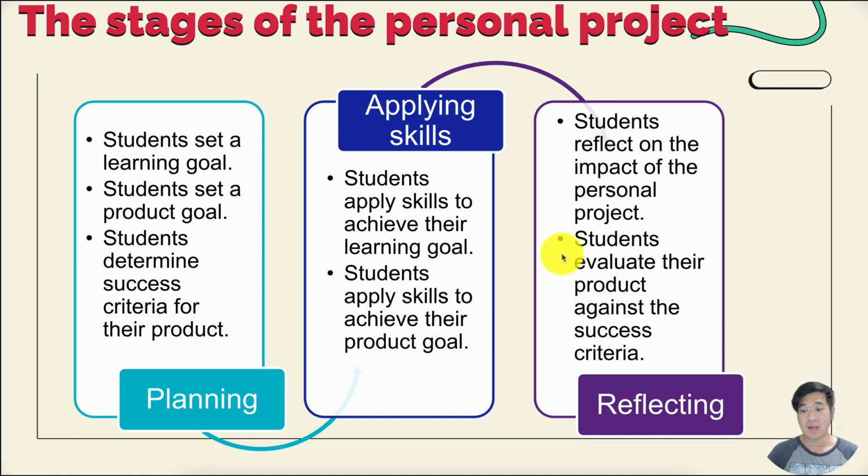And the last one is criterion C, which is students reflect on the impact of the personal project. So what impact does it have on you or in the community? Now this one, students evaluate against the success criteria. So going back to criterion A, you look back: was the success criteria achieved?